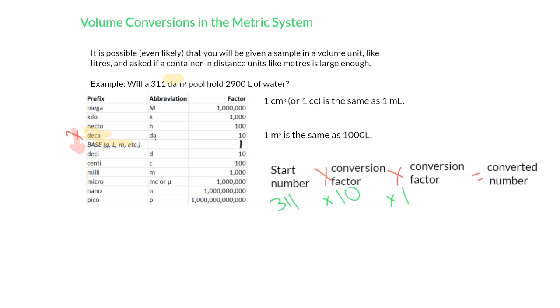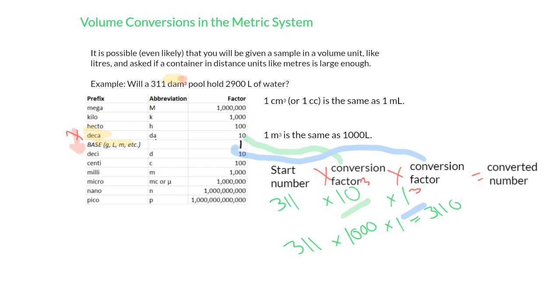Remember, our conversion factors, they just come from the table. We also need to remember that it's cubed. That means that all our conversion factors have to be cubed as well. So 10 to the power of 3 is 1,000, and 1 to the power of 3 is 1, and there is no magic in life, so it's still 311. And that multiplies to be 311,000 cubic meters.